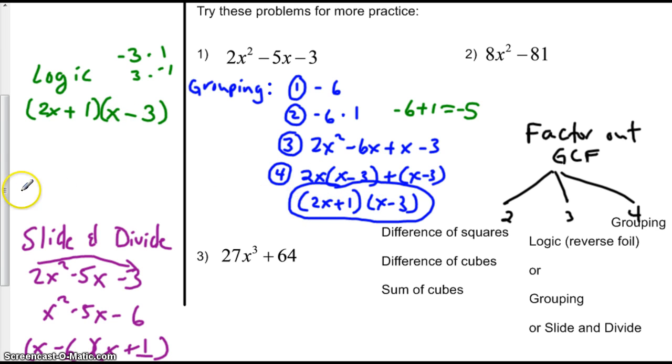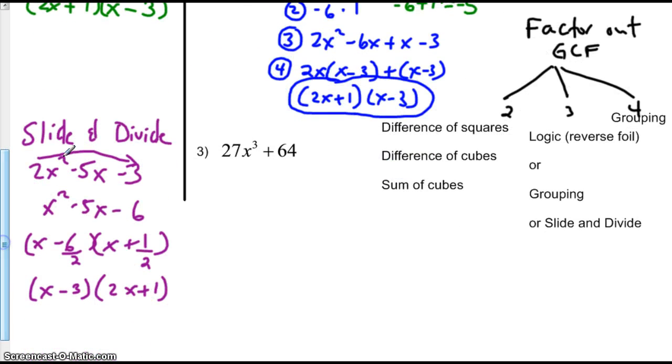Our last method, it would be slide and divide. And remember, the slide and divide method is you multiply 2 times by -3. Again, the A times the C. And then we rewrite the problem. Now we factor out this easier problem, and we got x minus 6 and x plus 1.